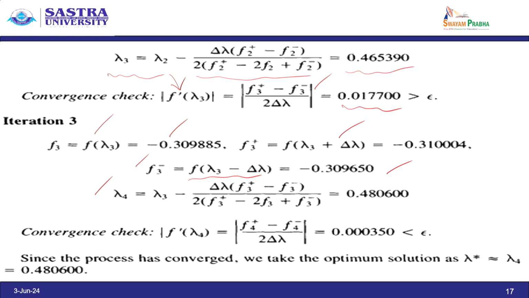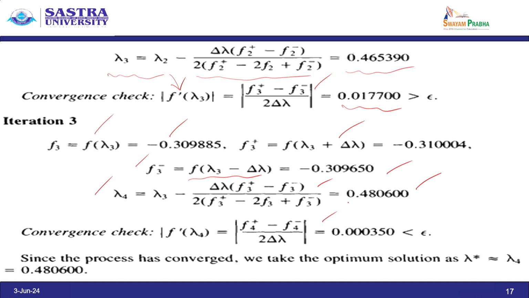Now, we have to find the value of lambda 4. So, lambda 4 is nothing but lambda 3 minus delta lambda into (f3 plus minus f3 minus) divided by 2 into (f3 plus minus 2 f3 plus f3 minus). f3 you know, f3 plus and f3 minus also you know, and substitute in the equation. So, lambda 3 is nothing but 0.465390 and subtract this value. So, that 0.480600 will come.